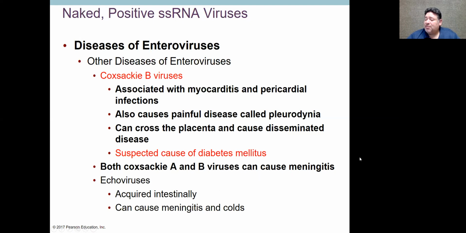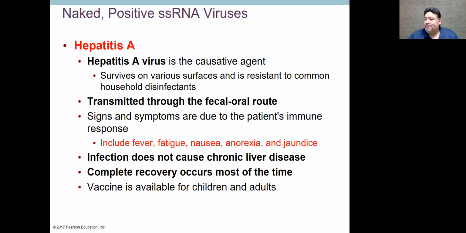Both of them are known to cause meningitis, so that's supposed to convey what a terrible scourge both of these can become.